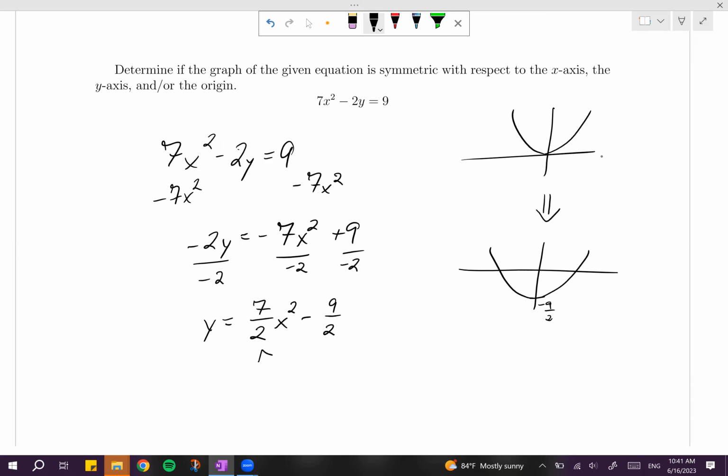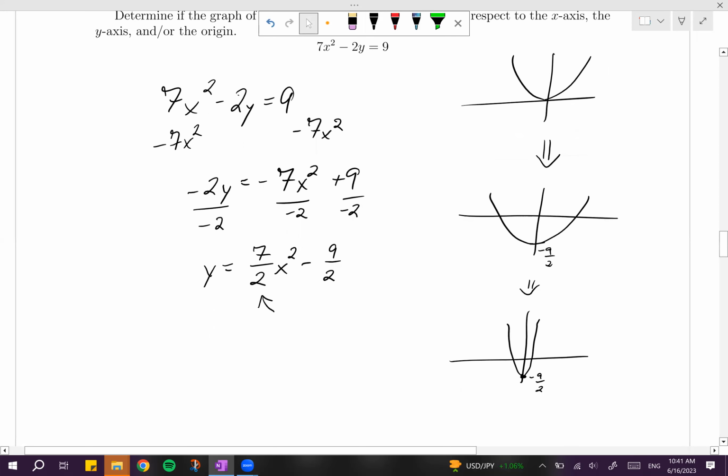And then this 7 over 2 tells me I'm going to be stretching my graph some. So I'm going to take some of these points up some, and it's going to look something like this. This is not the best drawing, but it's going to look something like this. It's going to be kind of skinny, and its y-intercept is going to be negative 9 over 2.